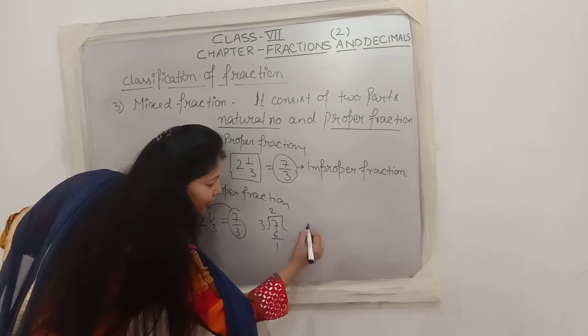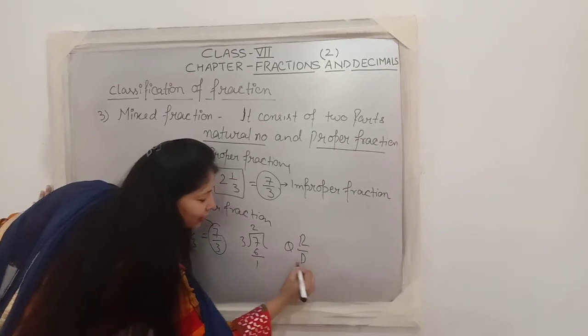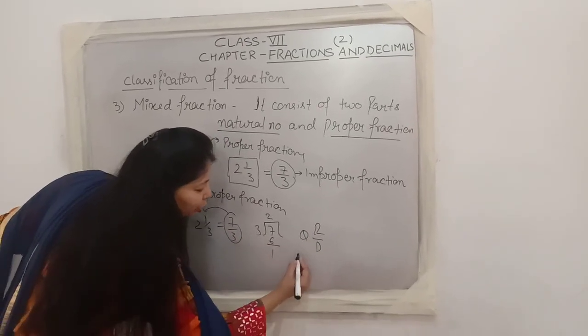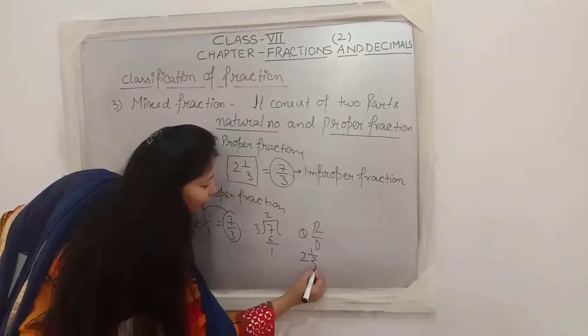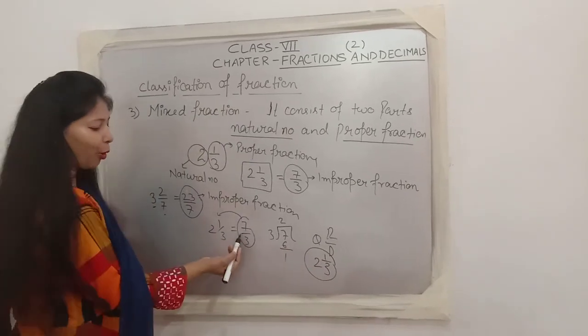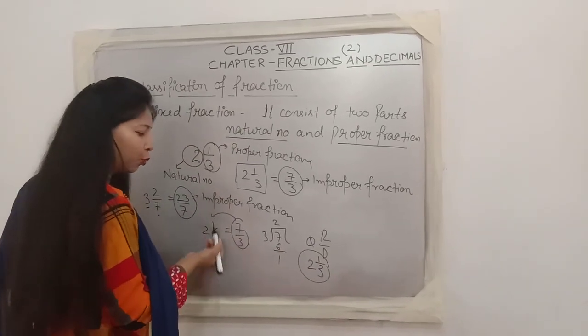So I know that Q R upon D is the formula. This is the quotient. What is the quotient? Quotient is 2, and what is the remainder? 1, and this is the divisor. So again I can write this improper fraction as 2 1 by 3.